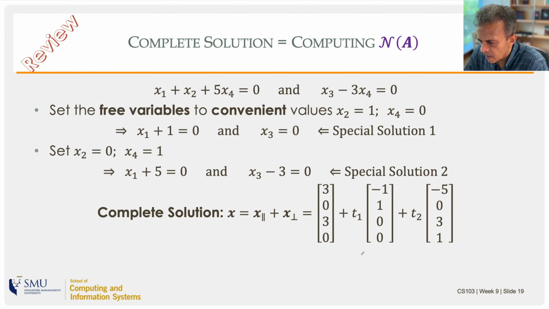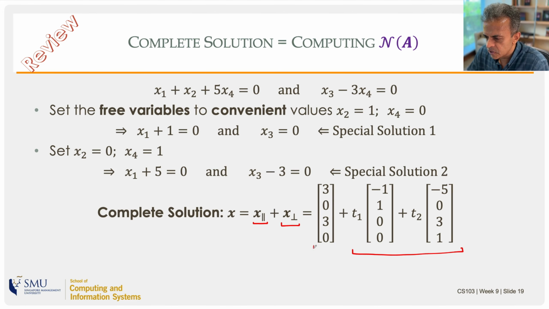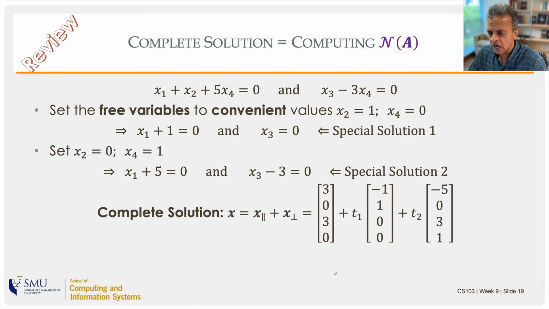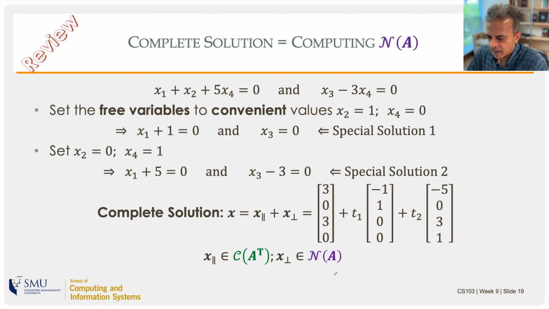So the null space is going to be these guys because they will always give Ax equal to 0. If you take x to be any one of these linear combinations, then Ax is going to be equal to 0, and that's what we call x perpendicular. X parallel was the particular solution by setting the free variables to 0. So this is the procedure. This is the algorithm that you have to use to arrive at the complete solution. Again, x parallel is going to be a member of row space, which we haven't fully defined yet. We will get there in a second. But x perpendicular, which is what we were trying to compute, is a member of the null space.